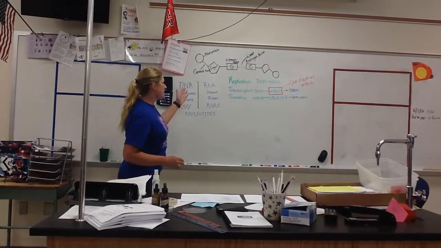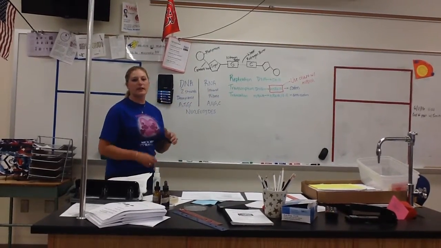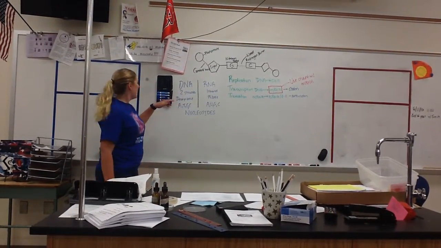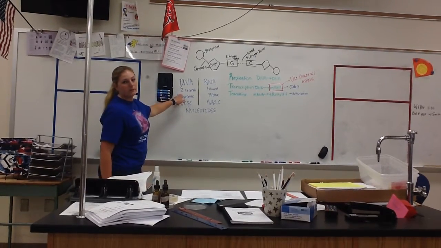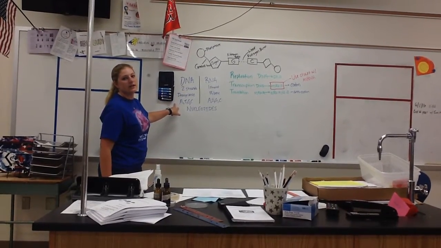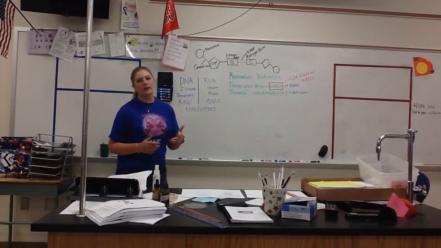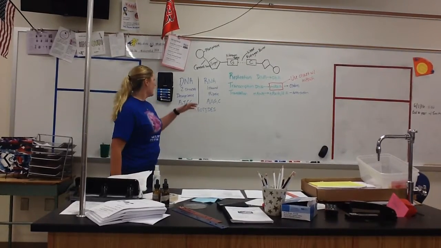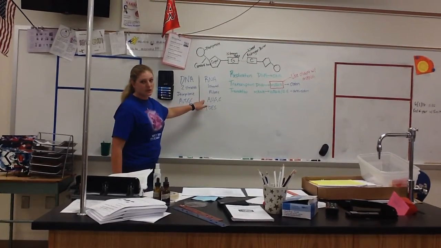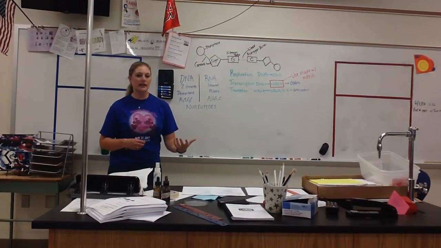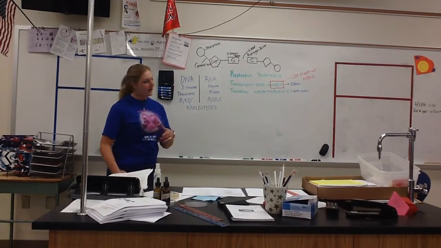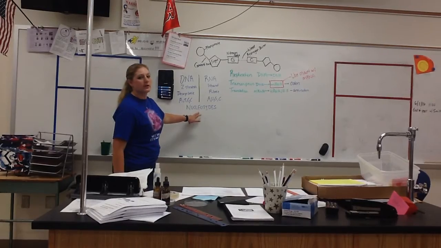Now, the differences in DNA and RNA. First of all, DNA is double-stranded. It also has a deoxyribose sugar, and we use A, T, G, and C. RNA is single-stranded, and we use ribose, and then it has a U, G, and C. That's how you know if you're in DNA or if you're in RNA. They are both made up of nucleotides.